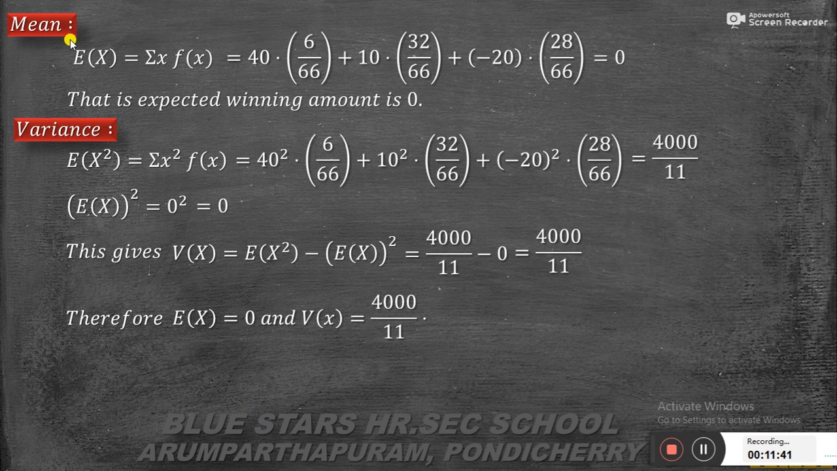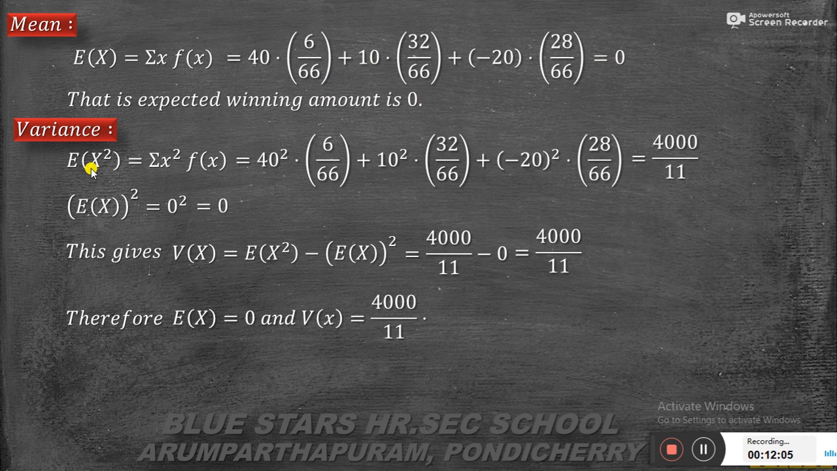So next we calculate the mean. Mean means the expectation of X, and the formula is the summation of x into f of x. So 40 into 6 by 66 plus 10 into 32 by 66 plus minus 20 into 28 by 66. We multiply and add all the terms, and we get the answer 0. That is, the expected winning amount is 0.